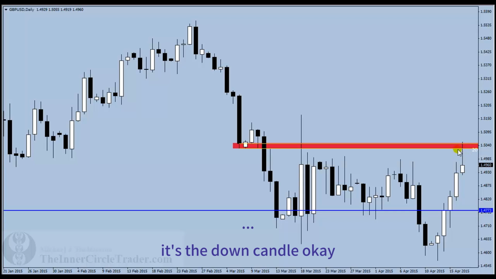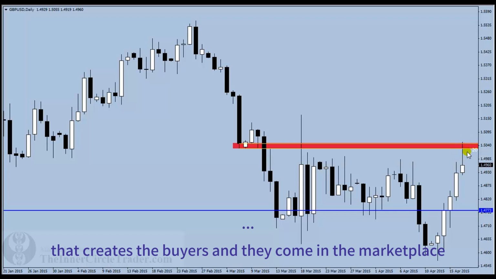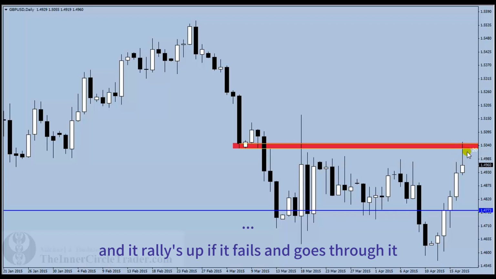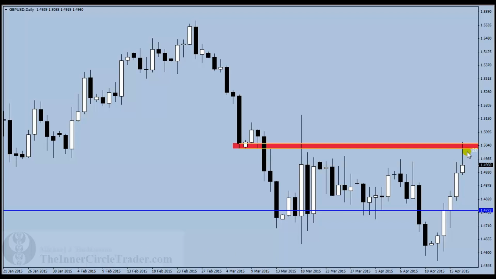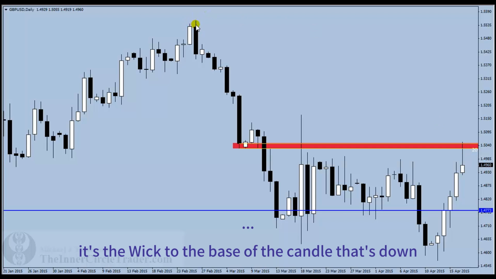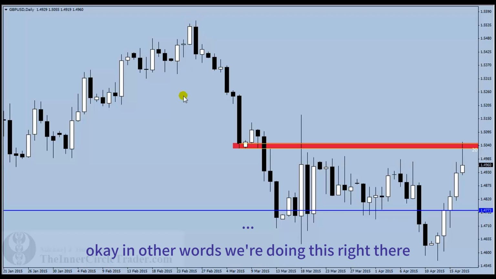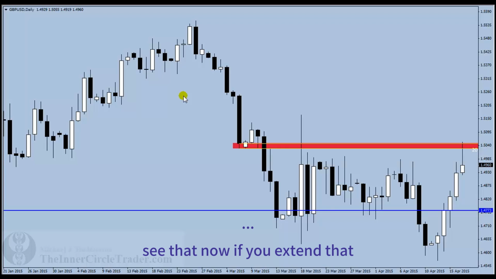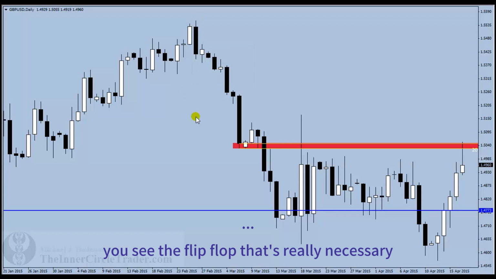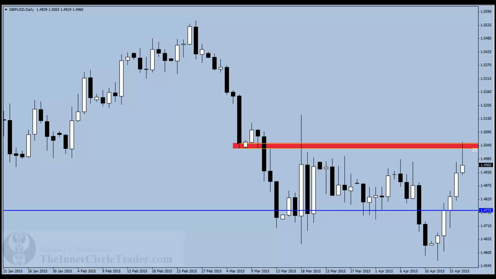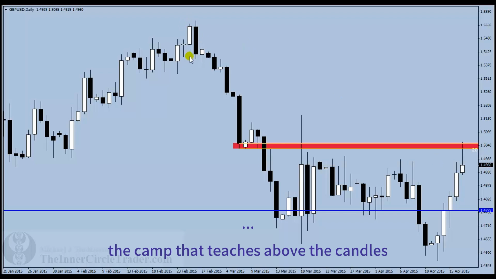there's your dynamic resistance. Okay, you see the flip-flop that's really necessary. The camp that teaches above the candle's bodies up to the wicks is dynamic resistance, that's nonsense. The likelihood of those instances unfolding are so few and far between, you would hardly get any kind of real good setups. And you certainly aren't seeing institutional order flow like that. You're seeing the absolute extremes in those moves, and you're not going to see a lot of trading in that. The bulk of the trading is in the body of the candle.